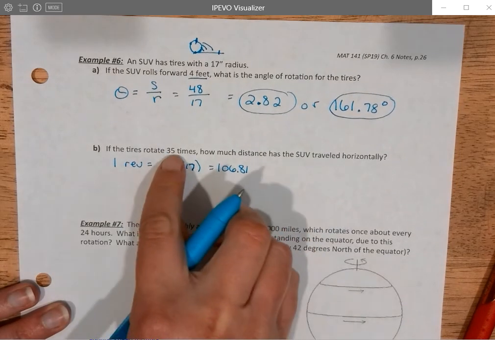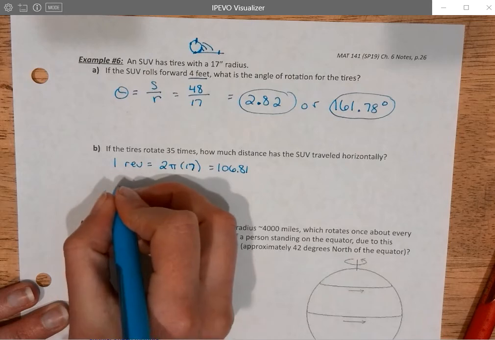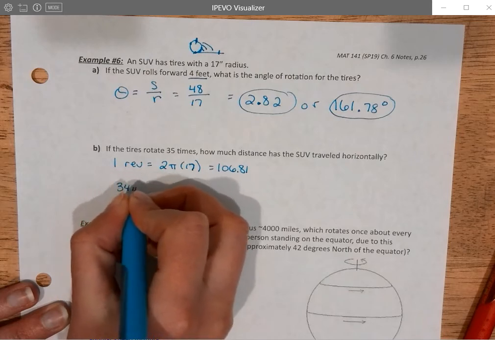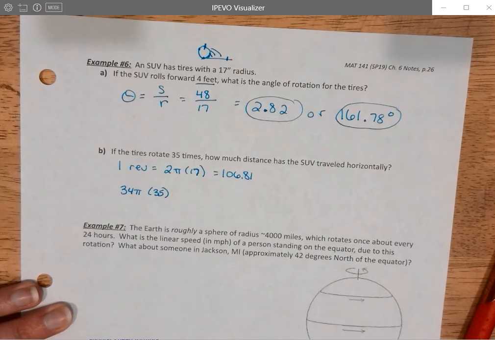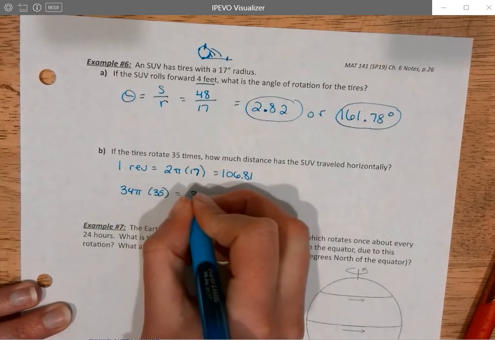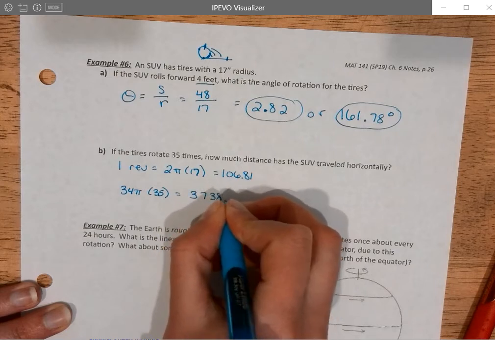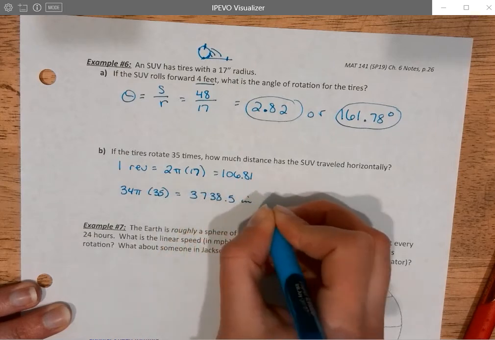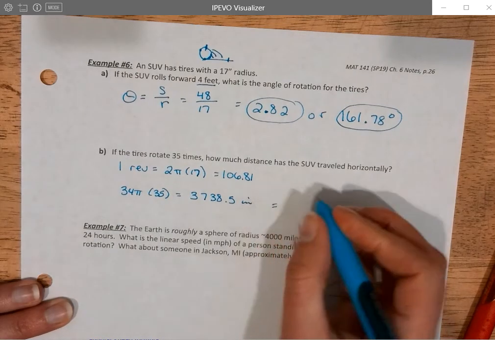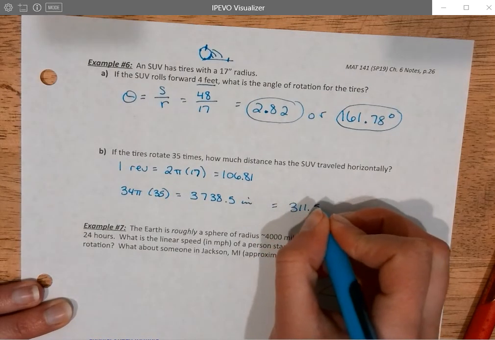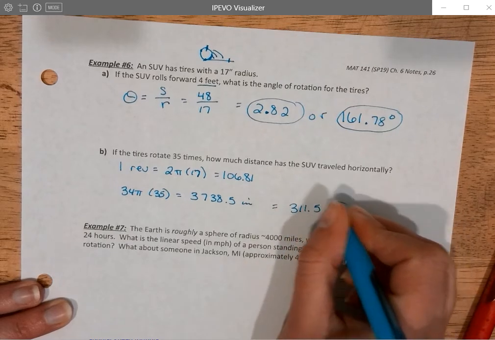If the tires rotate 35 times, how much distance does it travel? So if I multiply this by 35, so our 34 pi times 35 gives us 3,738.5 inches, but we'll divide that by 12 to convert it into feet since the original distance was given in feet. So that gives us 311.54 feet. So if the tire rotates 35 times, it went 311.5 feet.